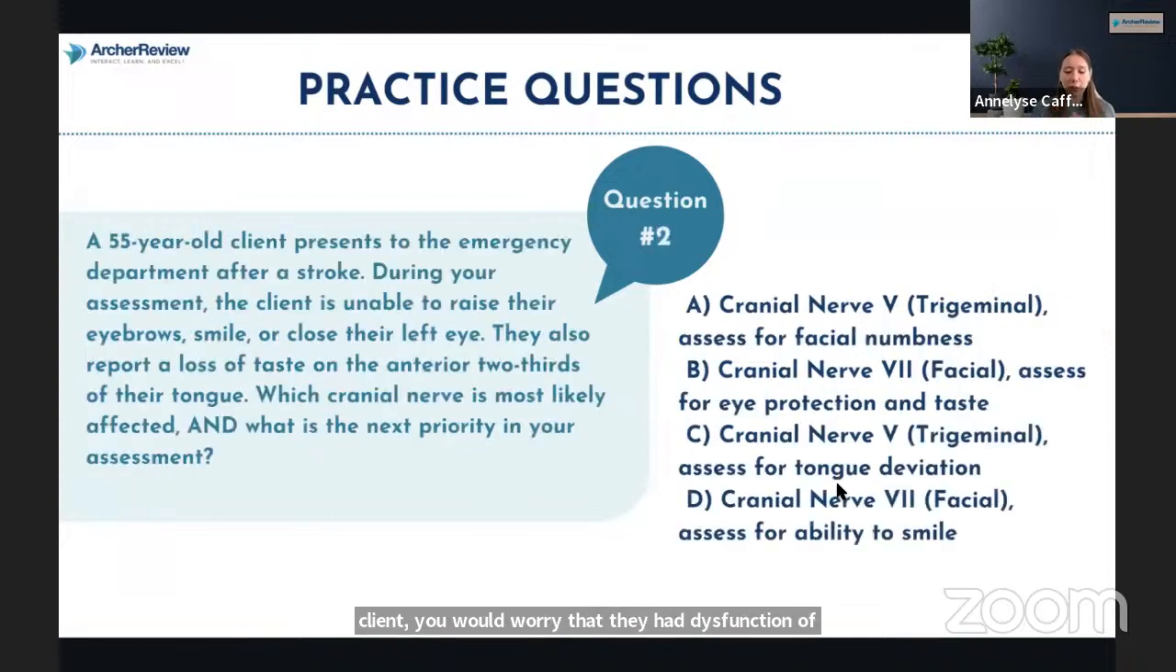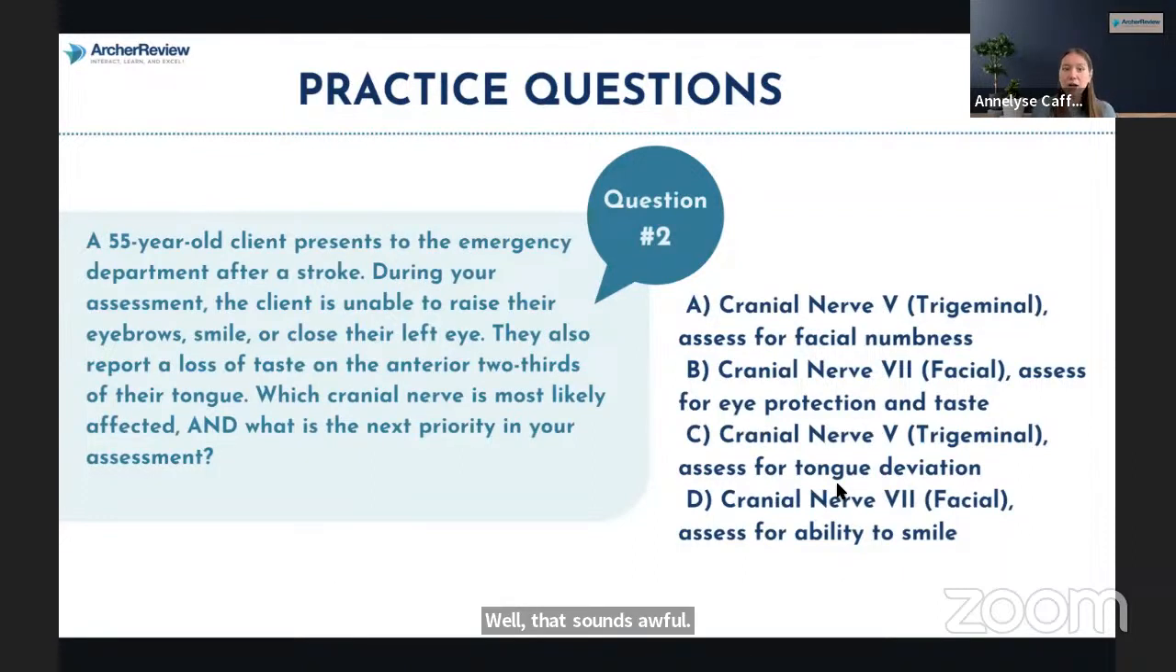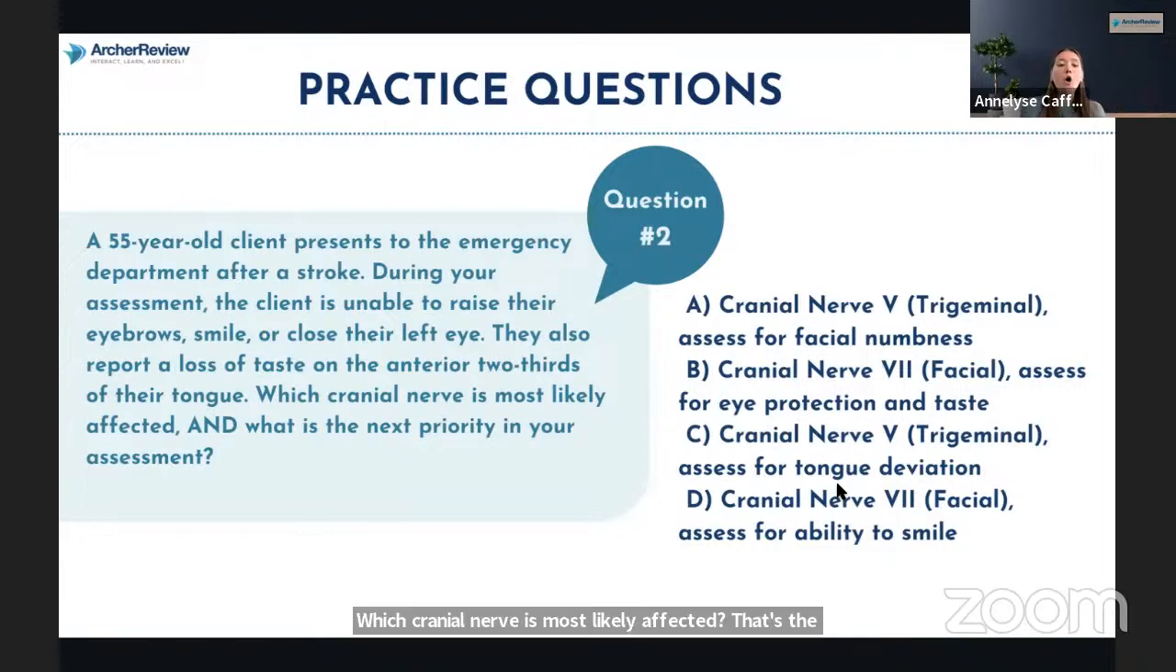Now we have our second question. A 55-year-old client presents to the emergency department after a stroke. Well, that sounds awful. During your assessment, they can't raise their eyebrows, they can't smile, and they can't close their left eye. They also report loss of taste on the anterior two-thirds of the tongue. Which cranial nerve is most likely affected? That's the first part of the question. But then also, what is your next priority assessment as a nurse?